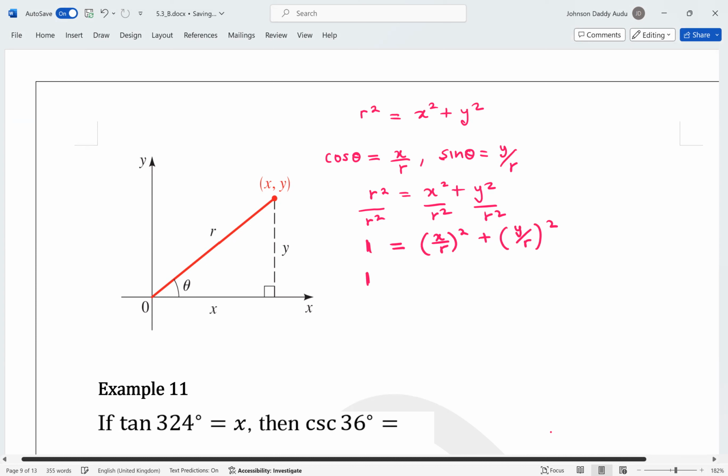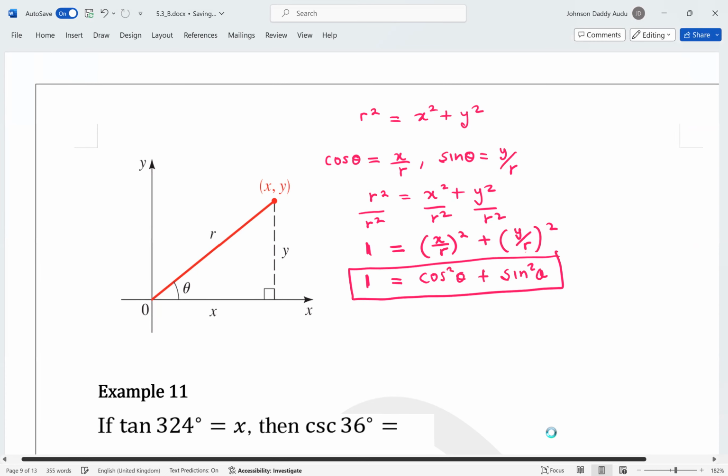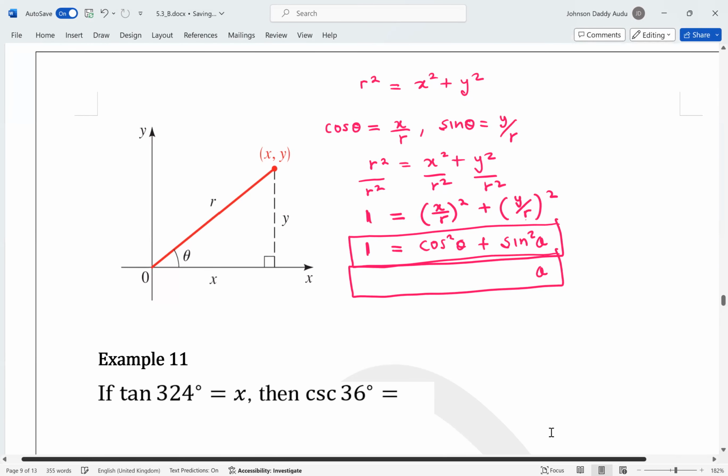So here we'll have 1 equals x over r, which is nothing but cosine. So this becomes cosine squared theta. And y over r is nothing but sine. So this becomes sine squared theta. So this is the first Pythagorean identity. And from here, you can formulate the remaining two Pythagorean identities.